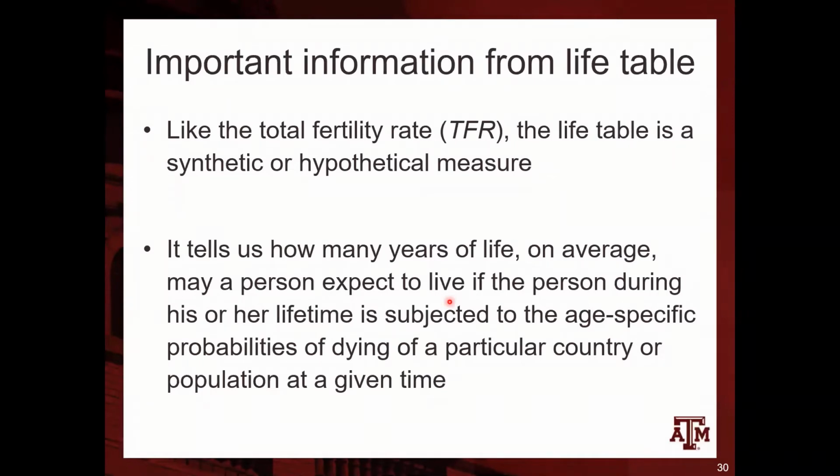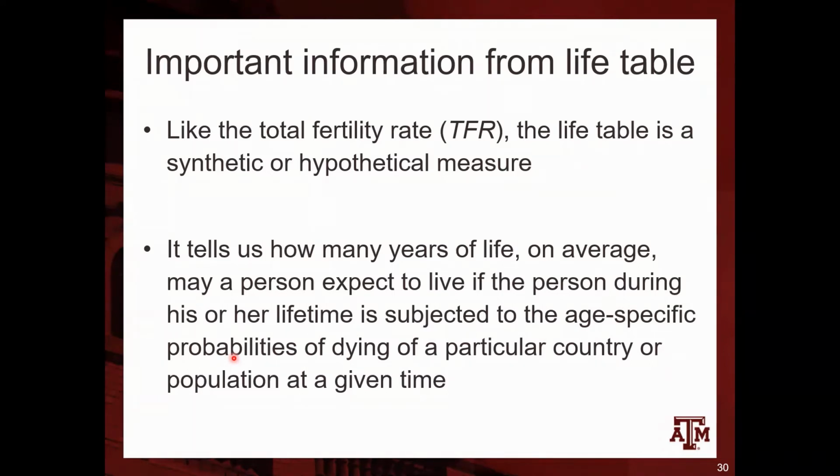What does it mean? When I get the age-specific mortality rates from a specific country, and then I make a calculation from the age-specific rates, I estimate the probabilities of dying. It's for all these different age groups, for a specific population, at a specific time.